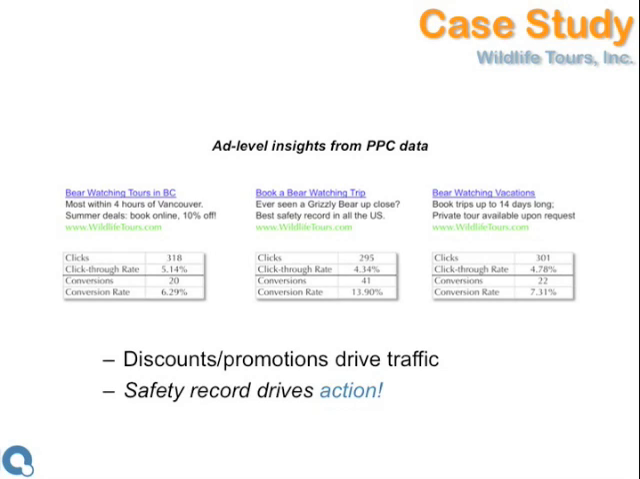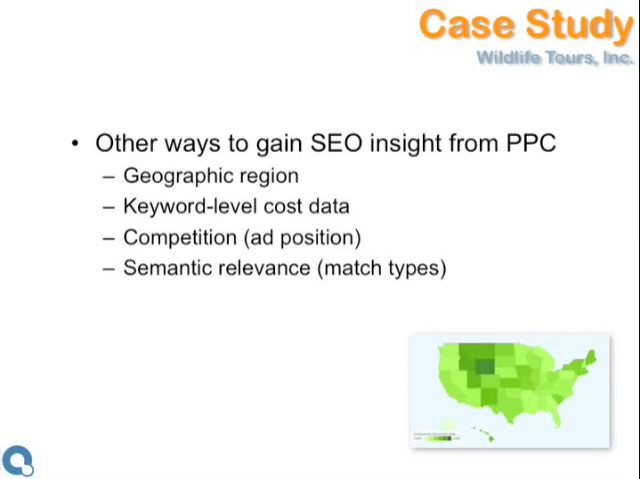Now, if you consider the click-through rate, it would look like the summer deals are really driving the highest click-through rate, and that's true. Discounts and promotions generally do drive traffic, but if you look at the conversion rate, it becomes pretty clear that the safety record is what drives action. That has the highest conversion rate, which means that ultimately, when it comes time to sign on the dotted line and put a deposit down for a bear watching vacation, they want to know that they're going to be safe, and perhaps a 10% discount is not going to make a huge difference for them.